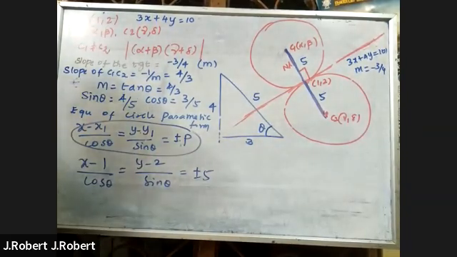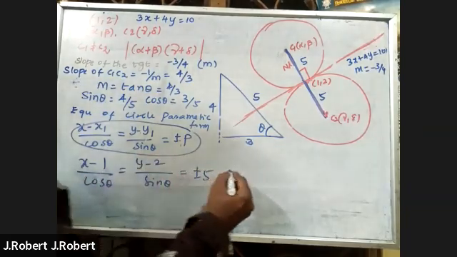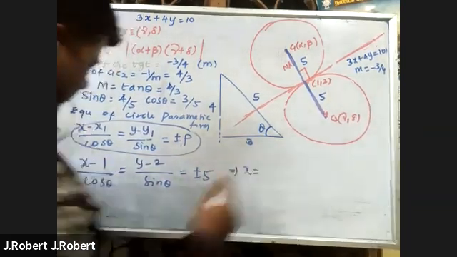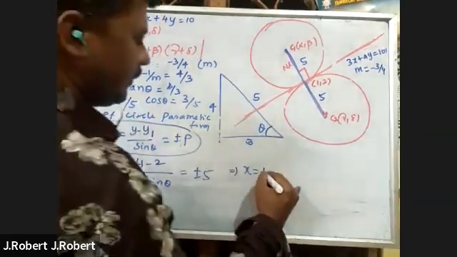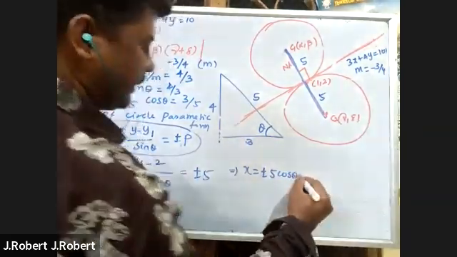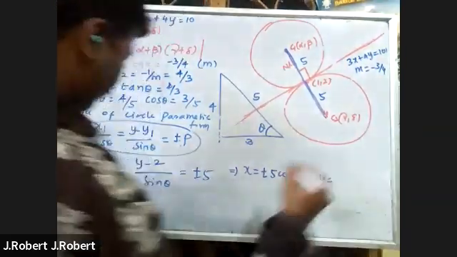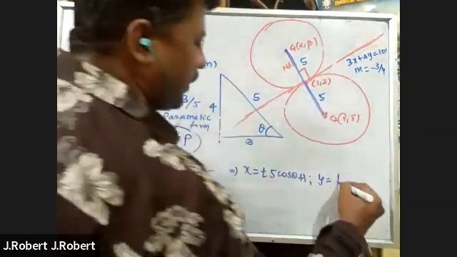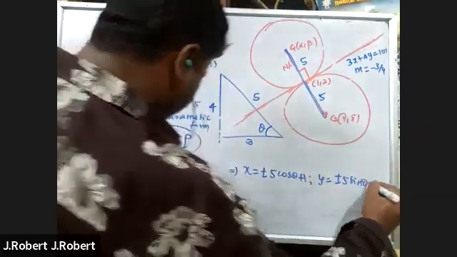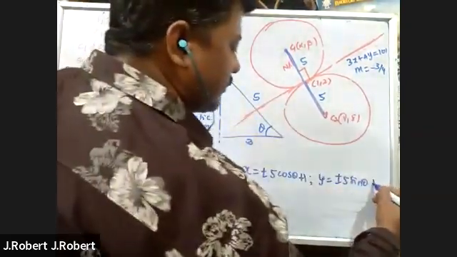Now next one. We have found x minus x1. Now if we cross multiply, x equals plus or minus 5 cos theta, plus 1. In the same way, if you proceed, we'll get y equals plus or minus 5 sin theta. Bring this minus to the right hand side, it becomes plus 2.